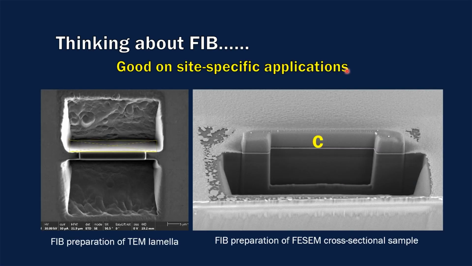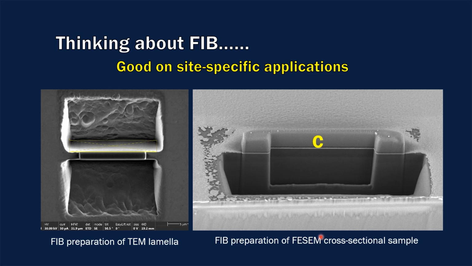When edge cleaving does not work, we have to think about some other method, for example, FIB. This method has been widely used in the semiconductor industry for site-specific applications. FIB is commonly used to make TEM lamella by milling two sides of trenches, then leaving a thin slab of material for TEM observation. Using FIB to prepare a cross-sectional SEM sample is much simpler. Only the first few steps are involved.